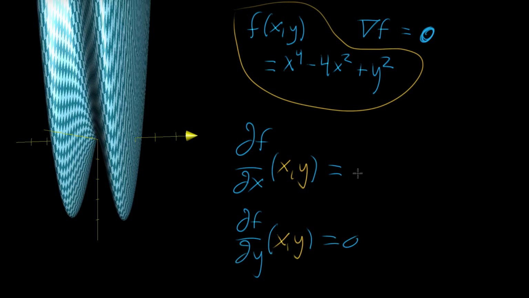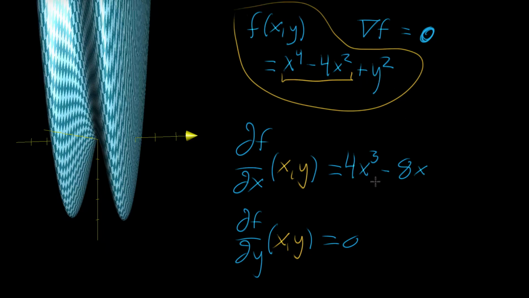In this case, the partial derivative with respect to x, we look up here, and the only places where x shows up, we have x to the fourth minus 4x squared. So that x to the fourth turns into 4 times x cubed minus 4x squared. That becomes minus 8x. And then y just looks like a constant, so we're adding a constant, and nothing changes here.